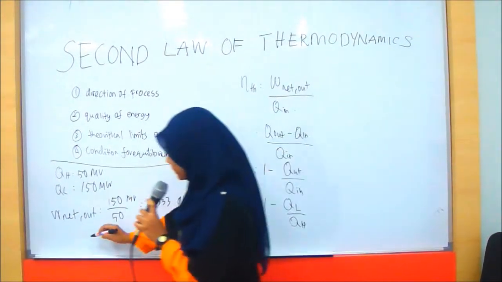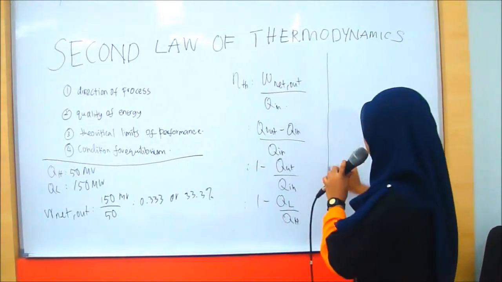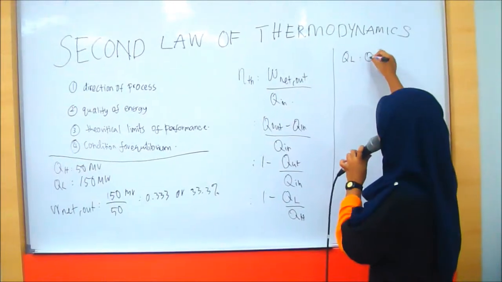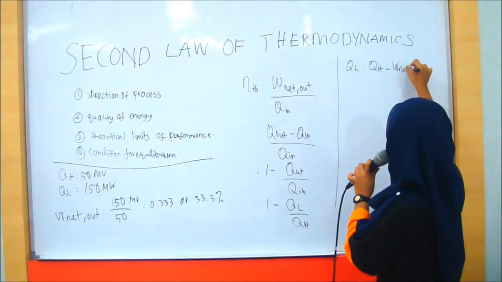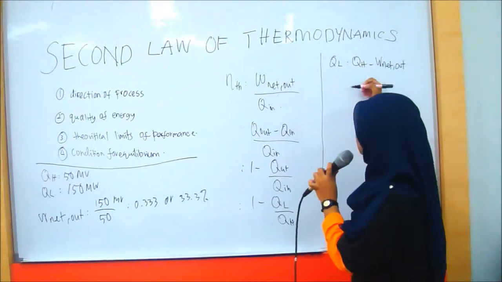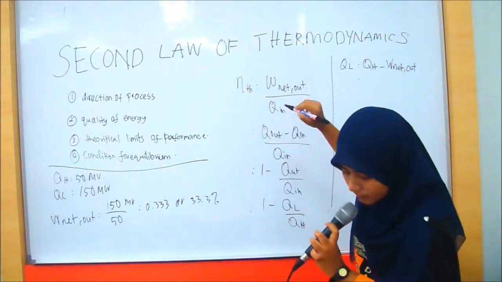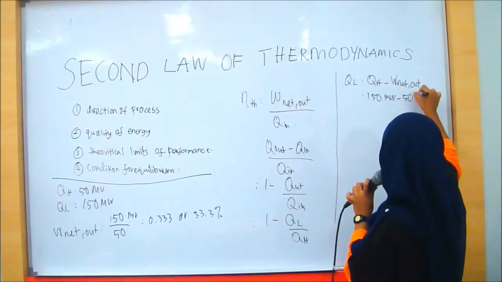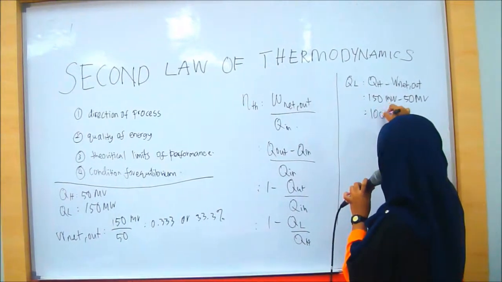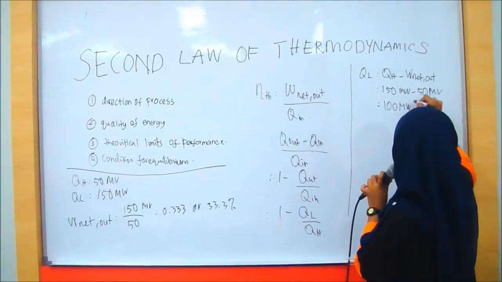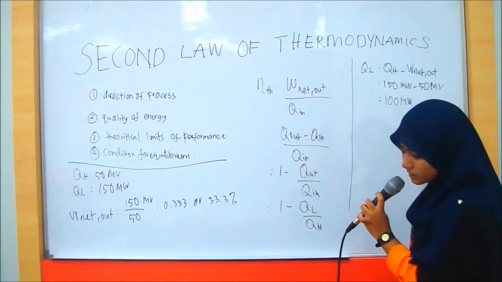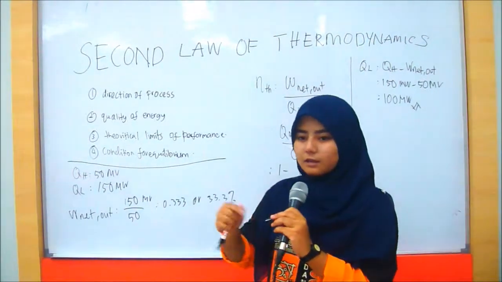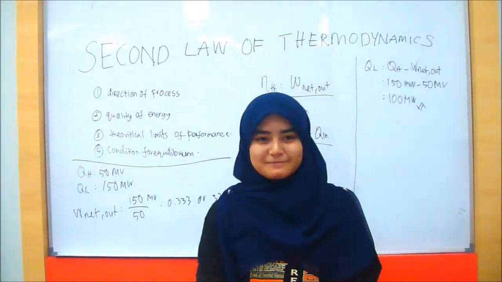Next, the question asks us to find the heat rejected by the cycle to the surroundings. We use this formula. I write here: QL is equal to QH minus the net work output. 150 megawatts minus 50, you get 100 megawatts. This is the solution. You get it? Yes. That's all.